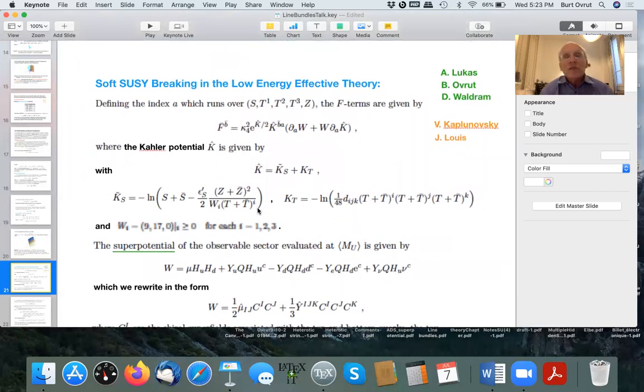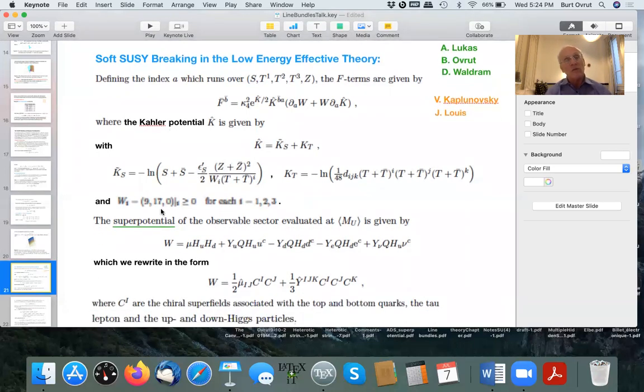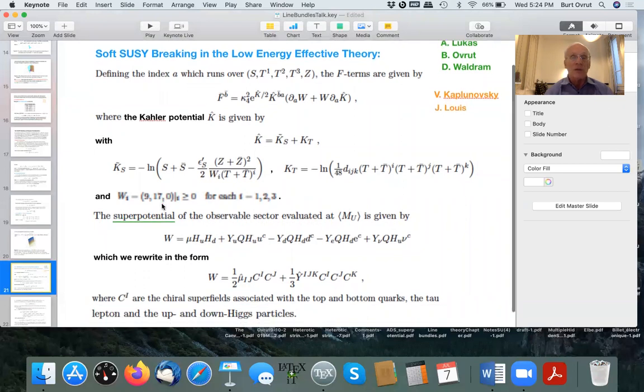So what are the soft supersymmetry breaking terms that are related to this? I'm using the work of these people and also Kaplunovsky and Louis, but there are many other people involved. I just don't have the time here. We're going to look at the F terms that we get from this gauge condensate superpotential, and I'll just give you the formula here. It's got a Kähler potential linear which breaks into two pieces, a Ks and a Kt piece given by these. Wi is, as I said before, given by that. It's always greater than 0.